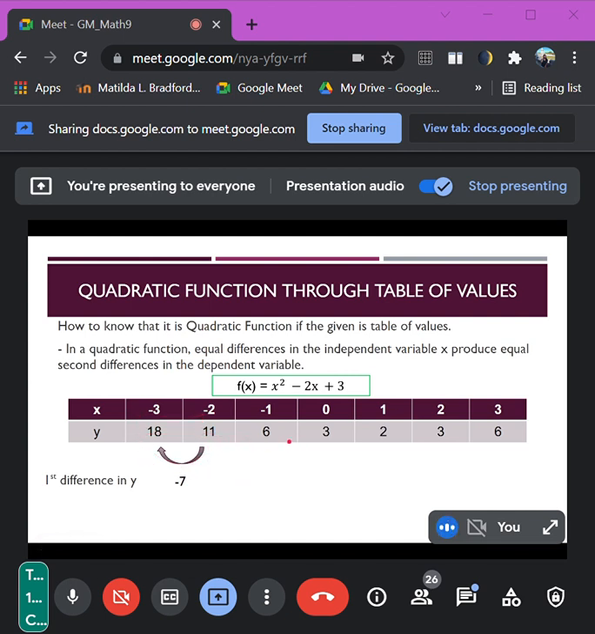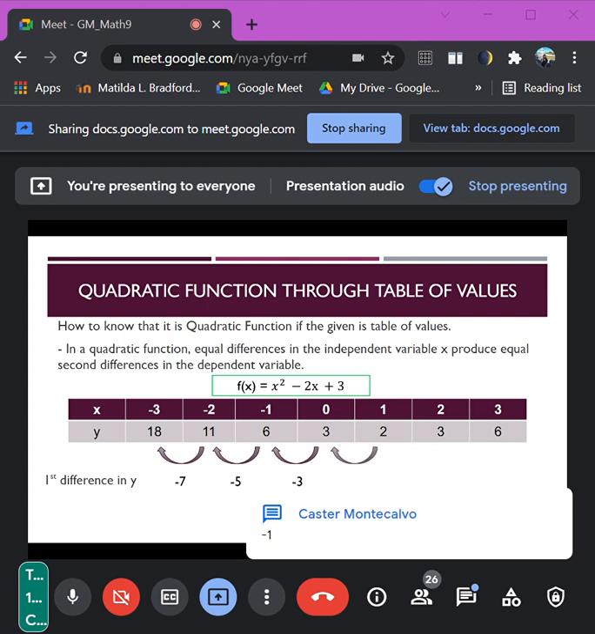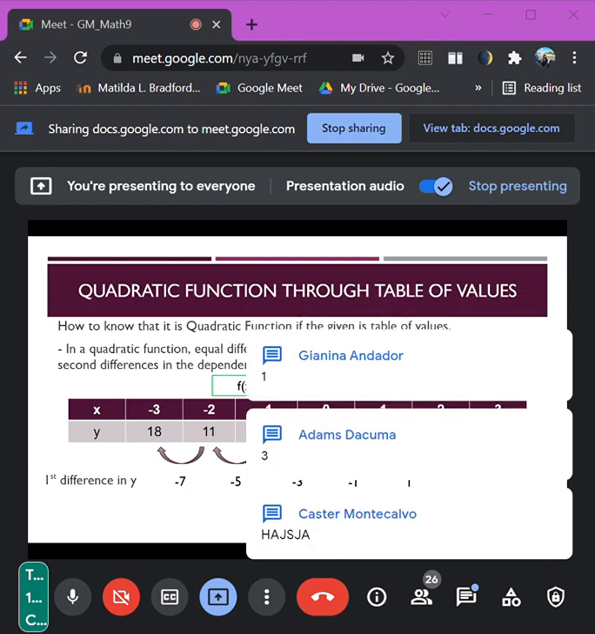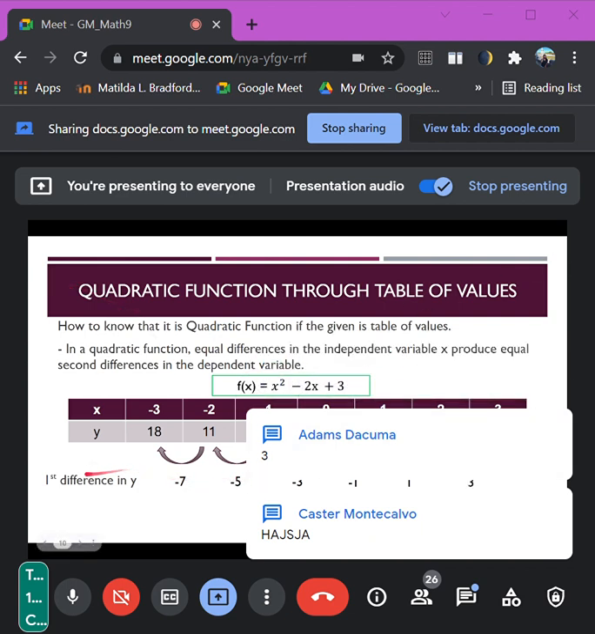And the next one, 6 minus 11, is negative 5. Next is 3 minus 6, negative 3. 2 minus 3, negative 1. 3 minus 2, 1. 6 minus 3, 3. So, that is your first differences.